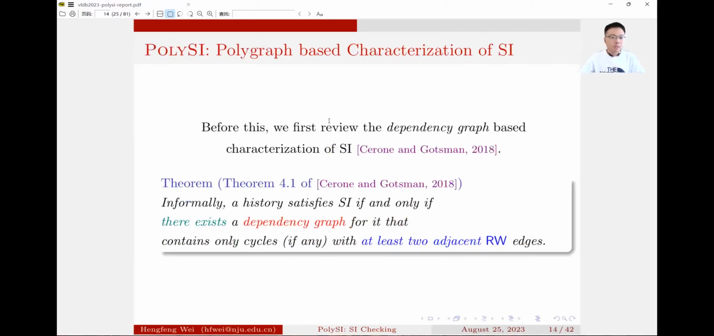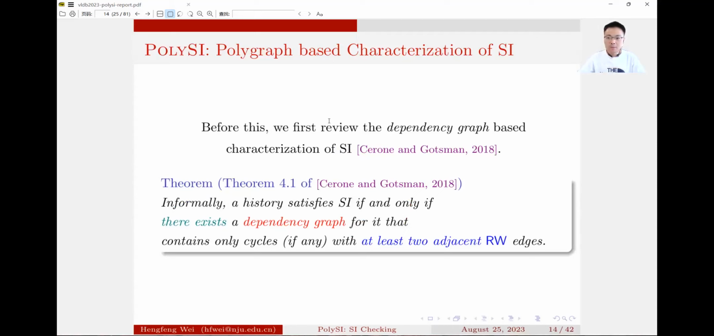The theory behind PolySI is the polygraph-based characterization of snapshot isolation. But before this, we first review the dependency graph-based characterization of snapshot isolation. The theorem says that a history satisfies snapshot isolation if and only if there exists a dependency graph for it that contains only cycles with at least 2 adjacent RW edges.